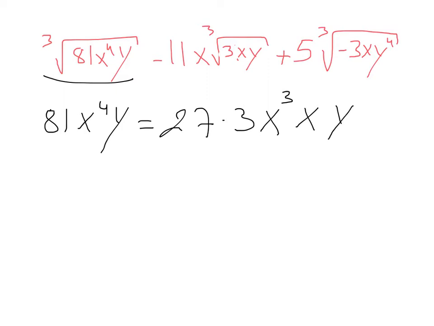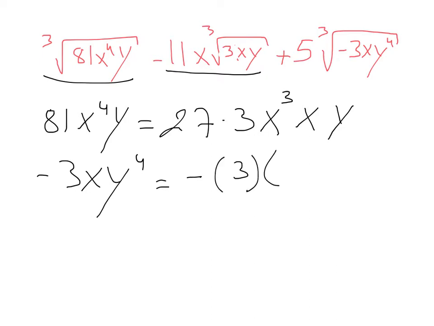For the second one, it looks perfect. The second radical is already simplified, so we don't need to do anything about it. Here we're going to go to the next one. So the next one, inside the root, the radical is negative 3x y to the 4th power. So negative 3x y to the 4th power equals, well, let's take the negative outside here. We get 3 times x times y cubed times y.